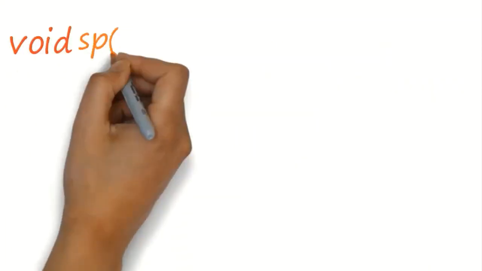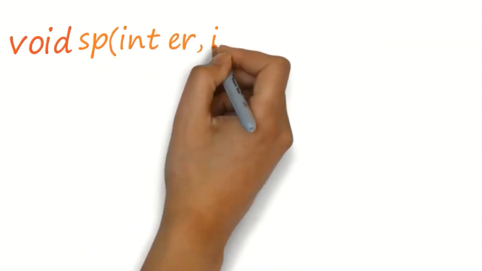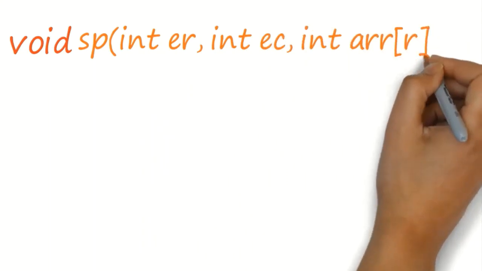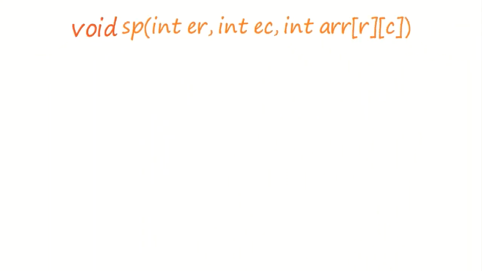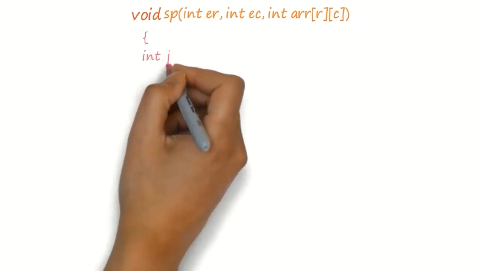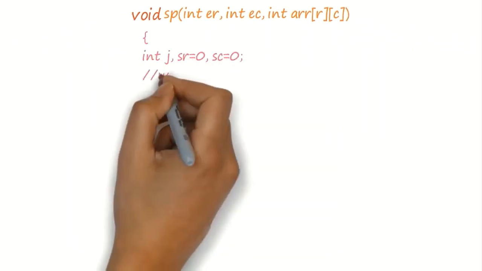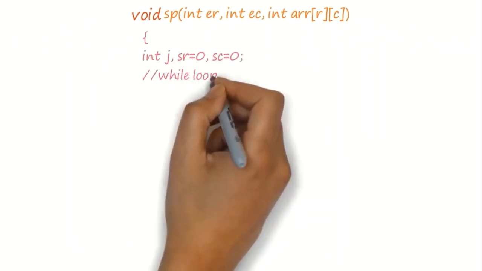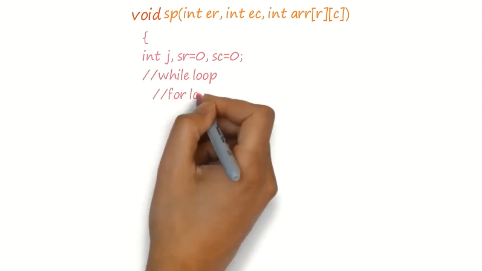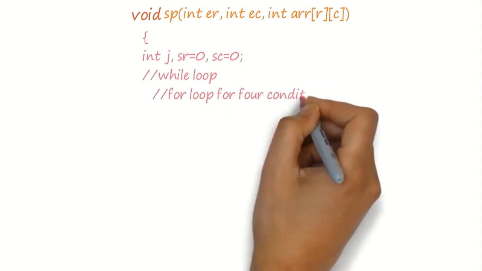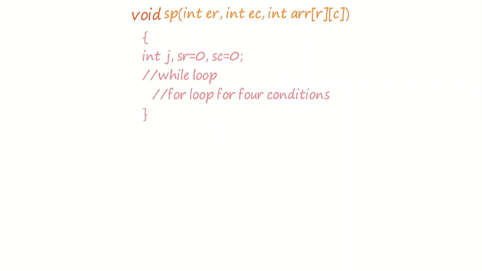Since no return type is given for the function, the SP function will have a void return type, and it will have 3 parameters: ending row, ending column, and the array itself. And we have to initialize the starting row SR and starting column SC to 0. Within this function we have to define the while loop, and inside this while loop we will have the 4 for loops that we have discussed right now.